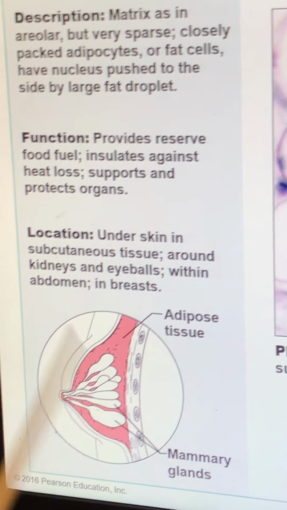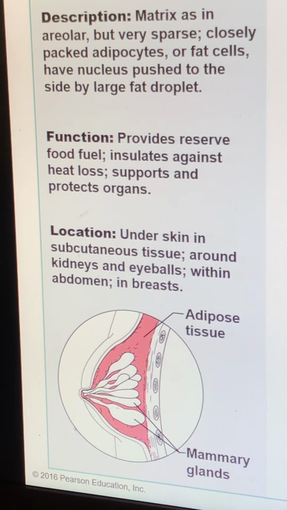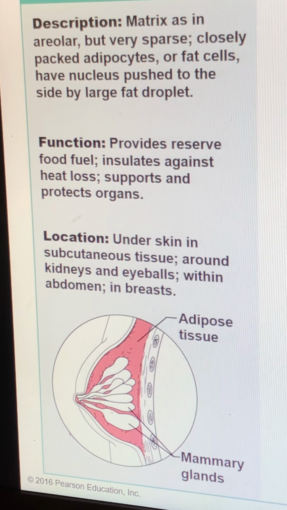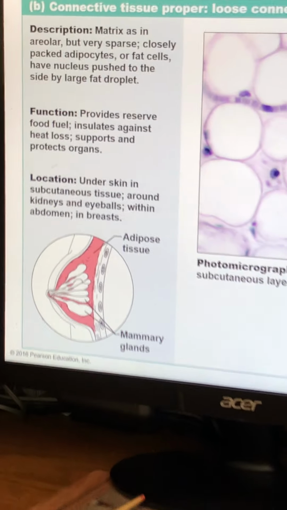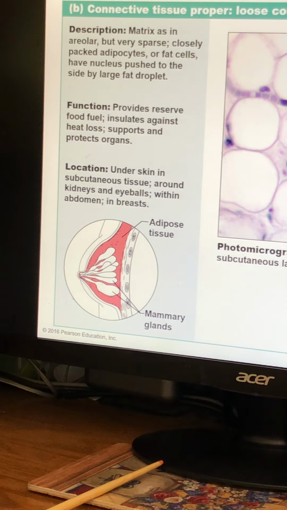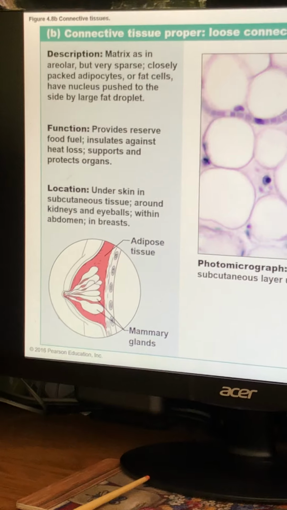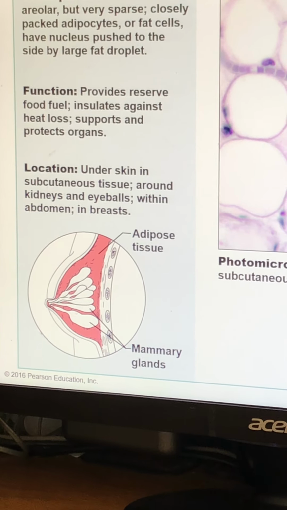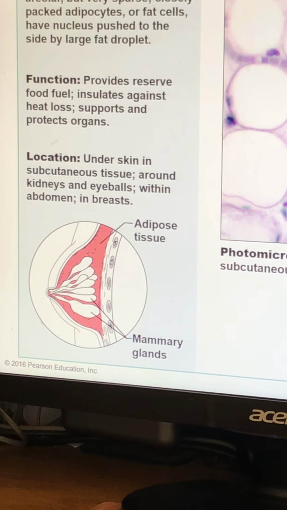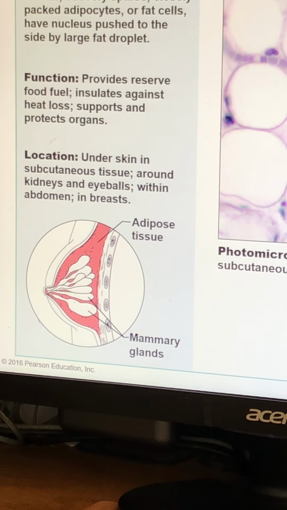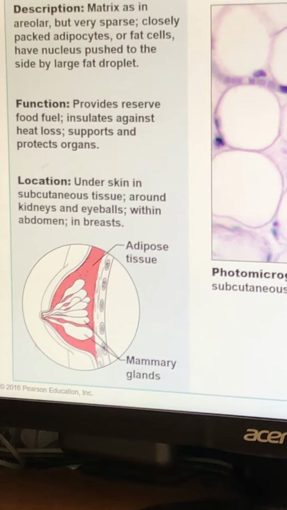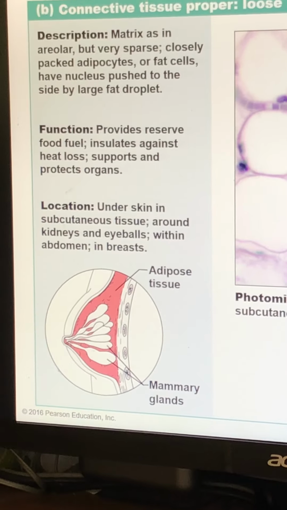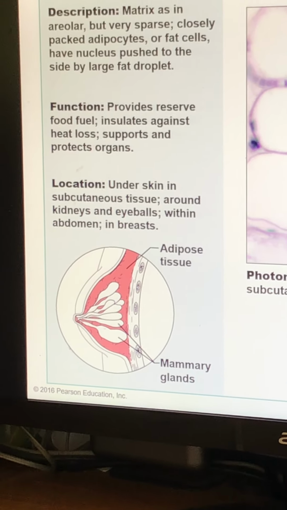It's going to insulate against heat loss. So older people particularly start to lose their subcutaneous fat. And one of the things that happens is my mother, who is in her late 80s, is always cold, except when she's hot. So when it's just very comfortable out, she'll still have a sweater on because it's a little chilly. It is because she has lost some of her fat stores underneath her skin.